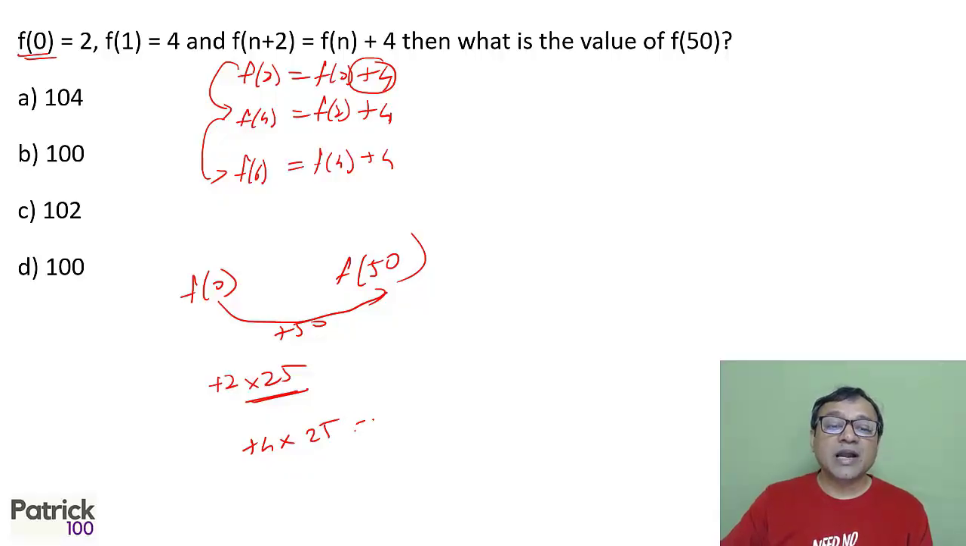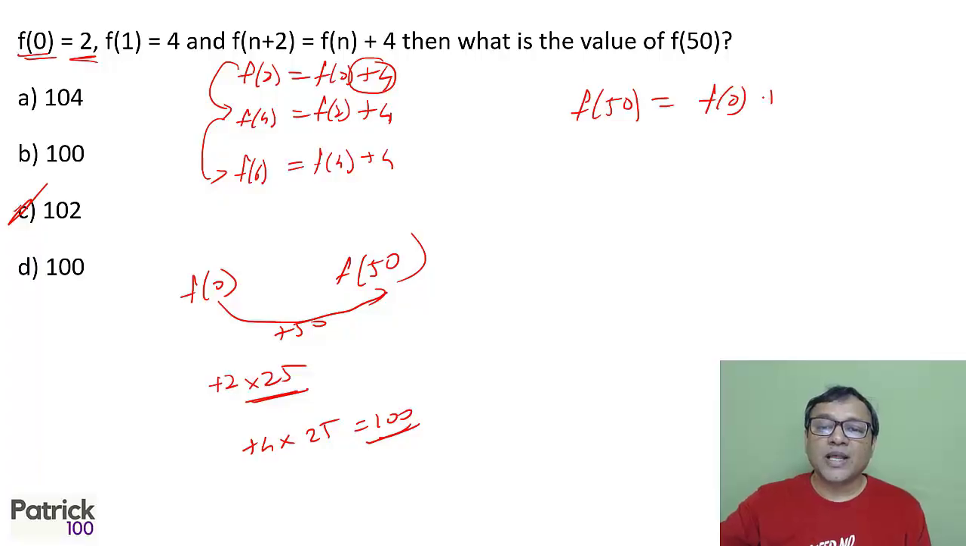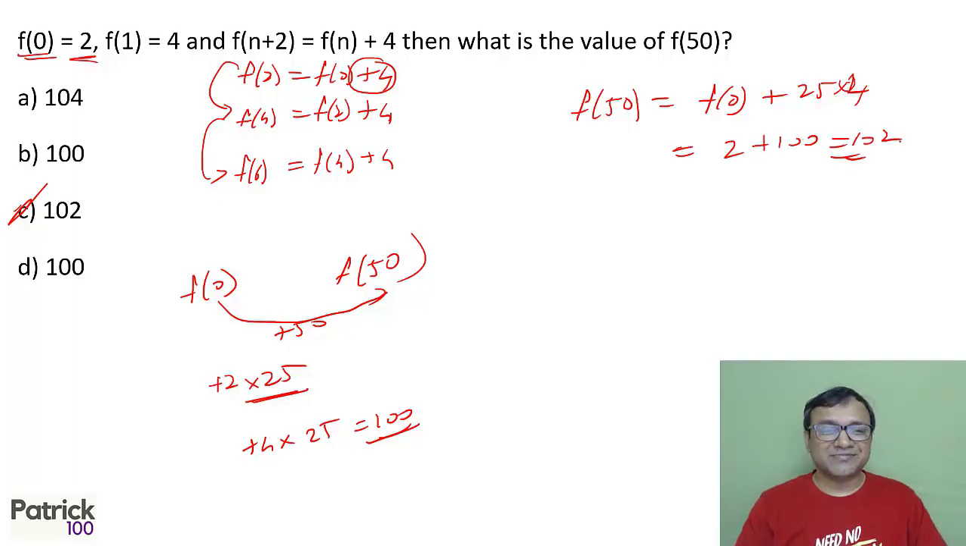That means it will be 100 more. So technically F50 will be nothing but F0 plus 25 into 4, adding 4 every time. So 2 plus 100 will give you 102. C option.